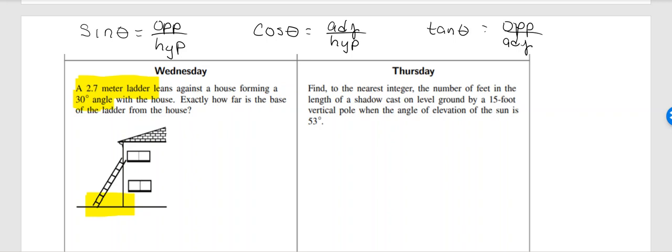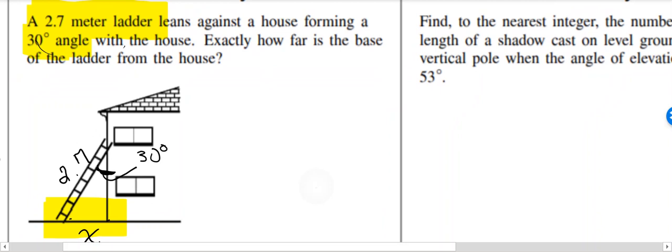Okay, so let's mark what we know. The ladder is 2.7 meters, so that would be this distance. And we have to read this carefully. It says forming a 30-degree angle with the house, so that means this angle is 30 degrees. And we're trying to find the distance from the house to the base of the ladder. I'm just going to make that a little bit bigger so you can see it.